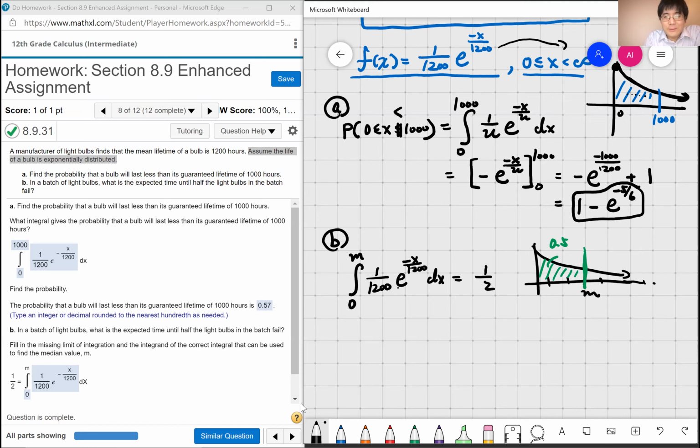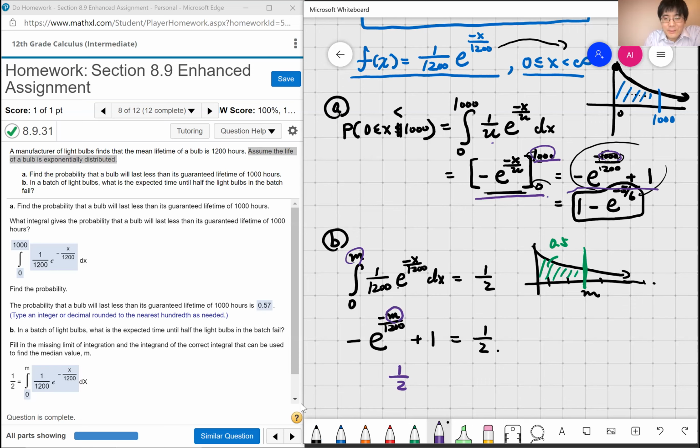Now the integration of this one is the same as this, and you plug in just this and this. So it's going to be similar. Instead of 1000, you're going to get m. So it's going to be minus e to the minus m over 1200 plus 1 is equal to 1/2. We are just copying the result here. The integration of this one is here; instead of m, we used 1000. Now we just plug in m instead. We are going to solve for m.